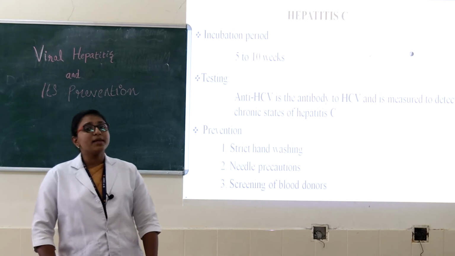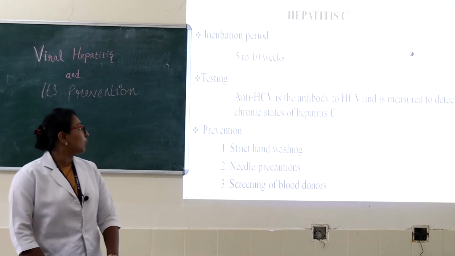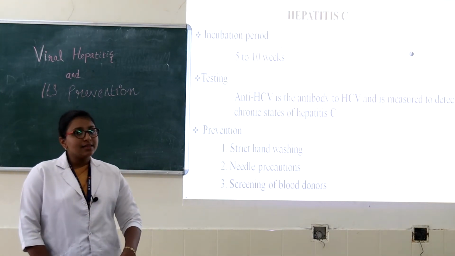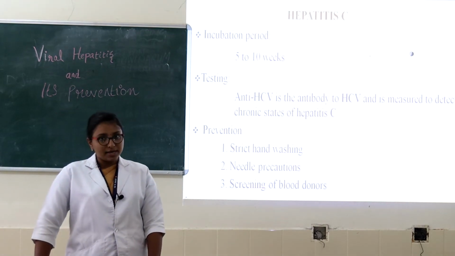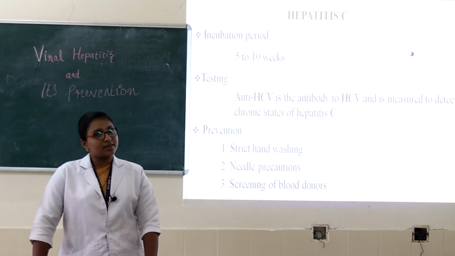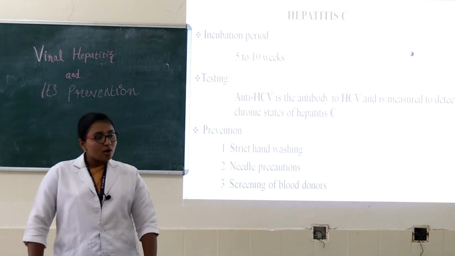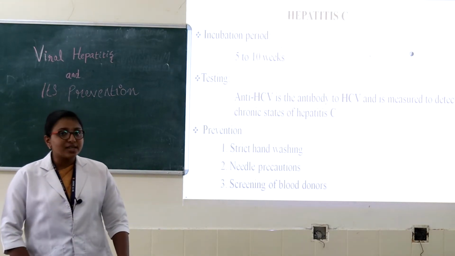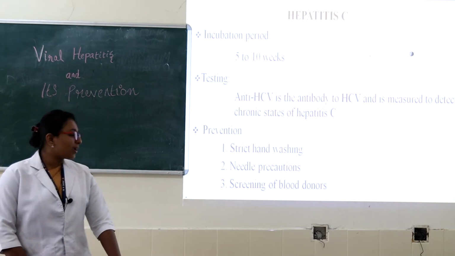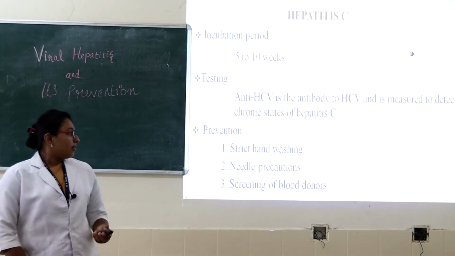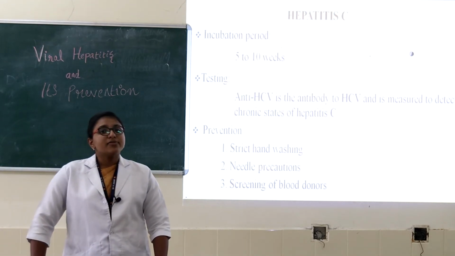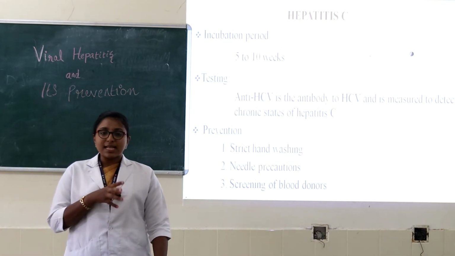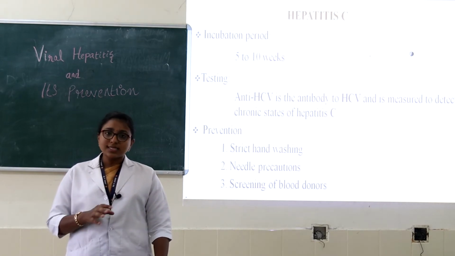And the incubation period is from 5 to 10 weeks, and the testing modality: if we are checking antibody against hepatitis C virus in the blood and it is noted, the patient is infected with hepatitis C virus. Okay. And the prevention is strict hand washing, needle precaution, screening of blood. These are the preventive methods of hepatitis B and C virus.